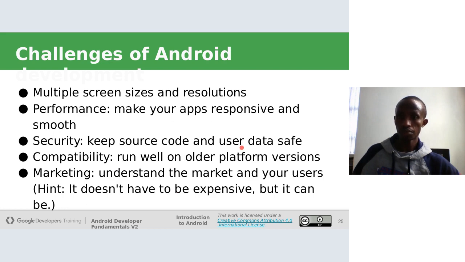Then compatibility, that's according to the platforms. You want your application to run on a lower platform, but then you want your application also to have good performance. So that makes it a little bit challenging for you. You're wondering now, do I go for a higher API or a lower API?